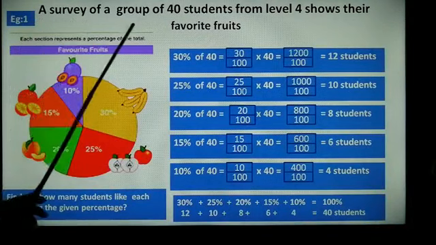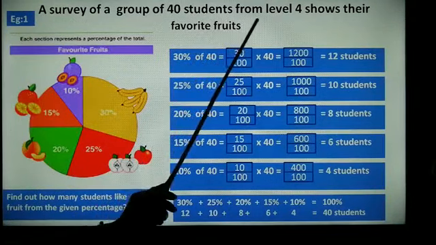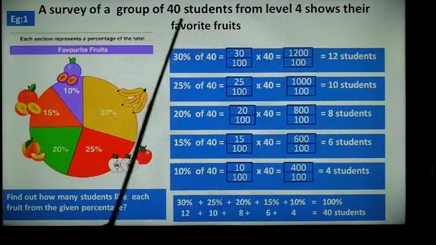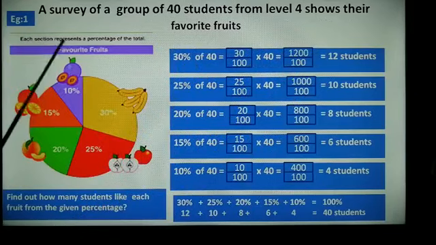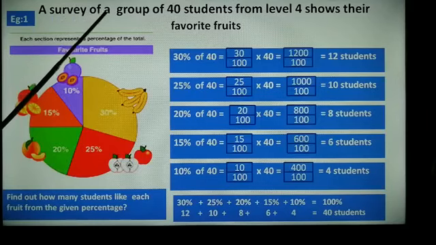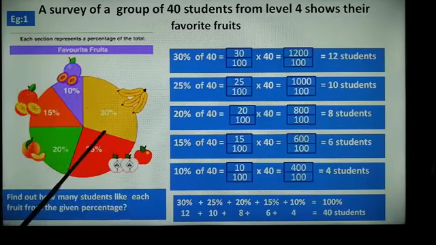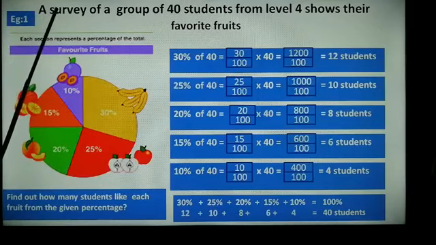A survey of a group of 40 students from level 4 shows their favorite fruits, and the pie chart is given here. Okay, this much information is given here, and one pie chart is also given, and one question is here: find out how many students like each fruit from the given percentage.